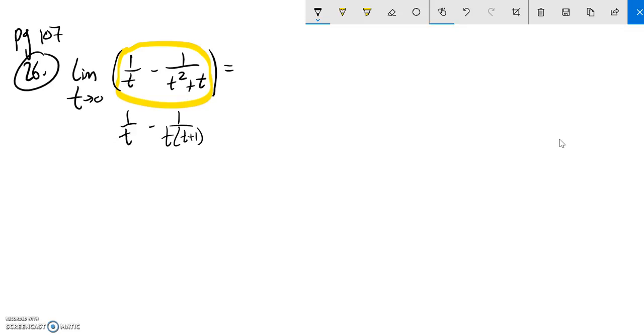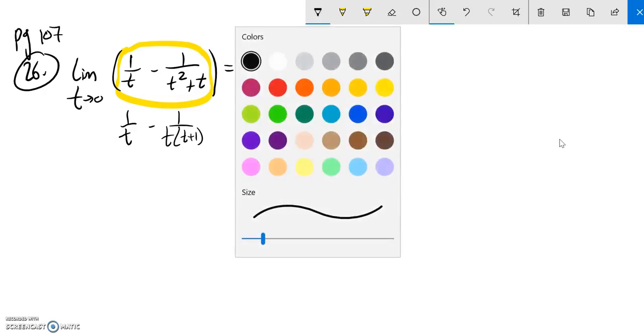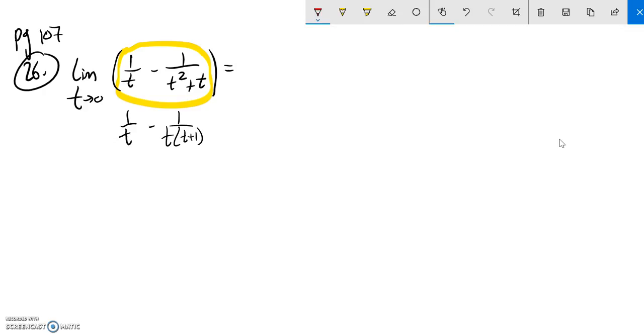And if I want to do the subtraction with these fractions, I need the fractions to have a common denominator. So they both have a t in it already. This one needs a t plus 1. So what I'm going to do then is multiply this fraction by t plus 1 over t plus 1.